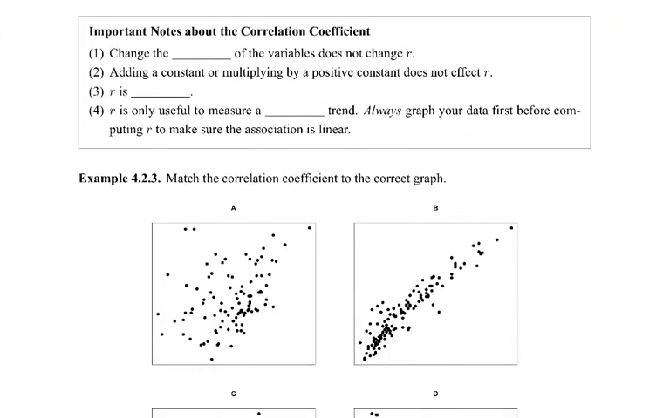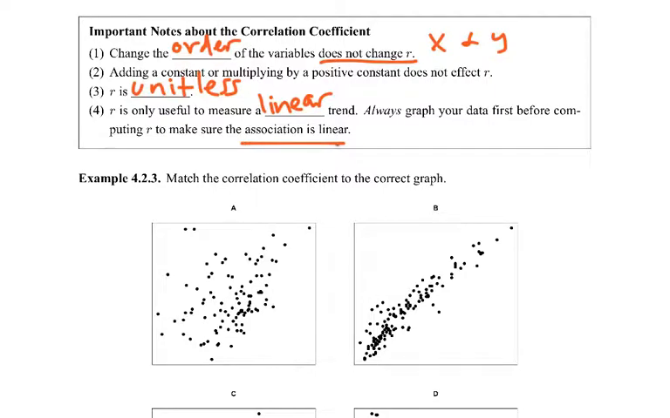Important notes about the correlation coefficient. If you change the order of the variables, in other words, if you swap the x and the y, it does not change r, which is an interesting characteristic. Adding a constant or multiplying by a positive constant to your values does not affect r. R is unitless, so it's not measured in any kind of unit. R is only useful to measure a linear trend. And like we said, that's all we're going to look at are linear trends. And it says always graph the data first to make sure that we're looking at a linear association.